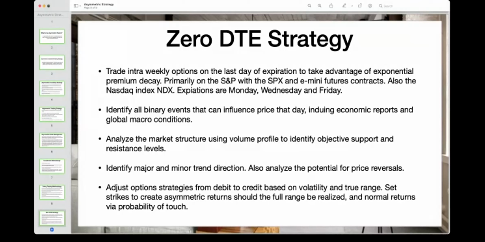The other thing that we do is we identify, just like the swing options, all the binary events that could influence it, including economic reports and global macro conditions, because that could move things. What we're really looking for is movement for that day.